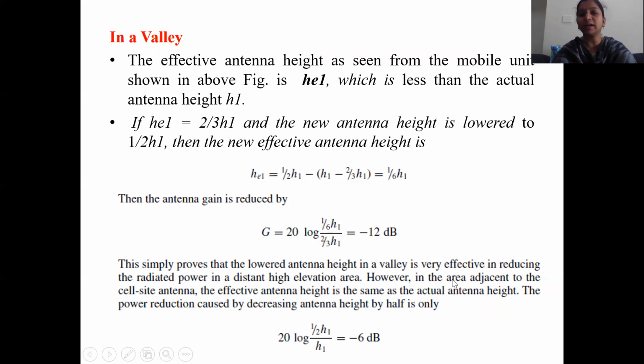in reducing the radiated power in a distant high elevation area. However, in the area adjacent to the cell site antenna, the effective antenna height is the same as the actual antenna height. The power reduction caused by decreasing antenna height by half is only minus 6 dB, that is 20 log of half h1 by h1. From this we can say that there is a change when we reduce the antenna height in the case of a valley, but there is no change when the mobile unit is located on the hill.